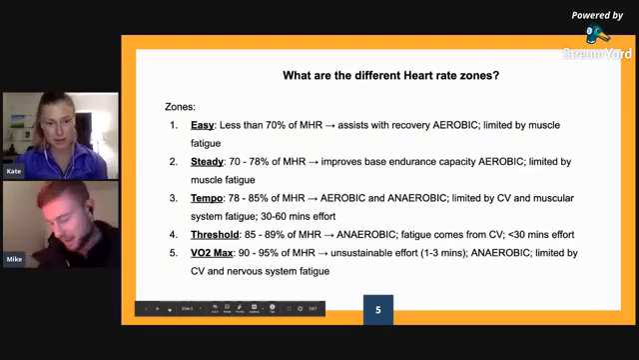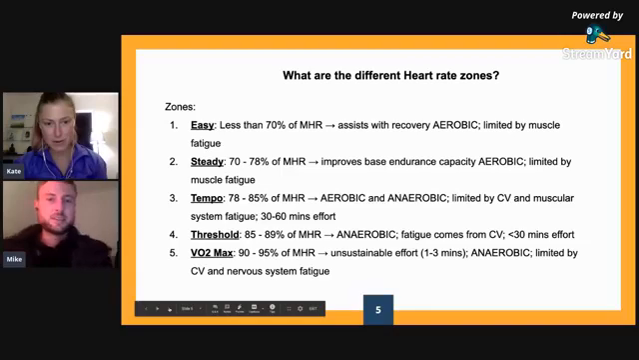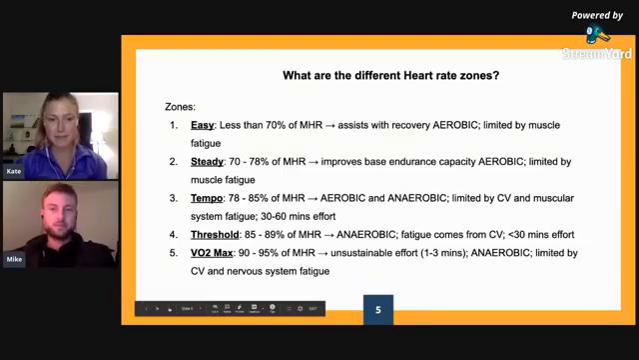Then we hit threshold. So we're getting higher up, so up to 89% of max heart rate. So now we're purely in anaerobic. Whereas threshold was sort of the border of the two, here we're purely in anaerobic. So this is less than 30 minutes of effort, so it's much shorter duration. We can't sustain efforts in this threshold zone for as long.